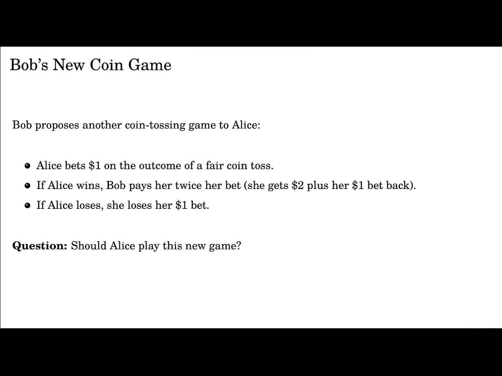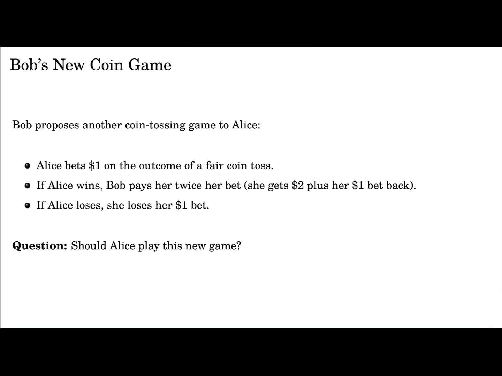Let's look at a different coin game. Bob proposes a new game to Alice. Now Alice bets $1 on the outcome of a fair coin toss. If Alice wins, she gains $2 net, and if Alice loses, she loses her $1 bet.